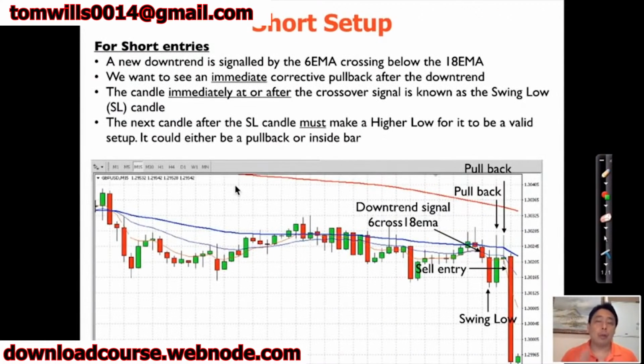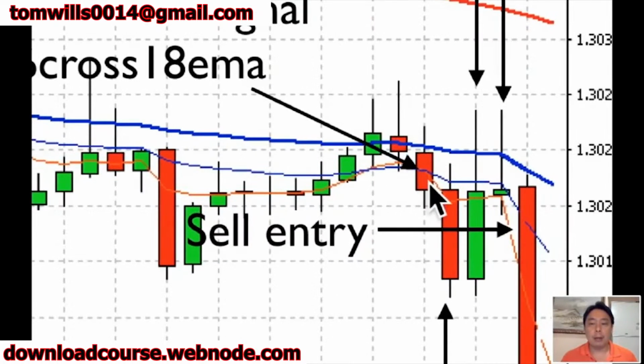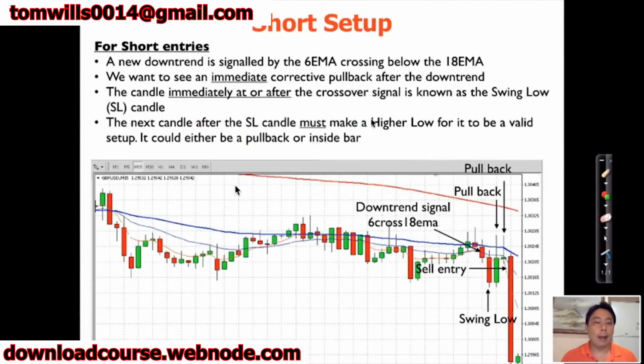So for short entries, we're looking at the opposite. We're looking for a new downtrend signaled by the 6 EMA crossing below the 18 EMA. And once again, we want to see an immediate corrective pullback right after the downtrend is signaled. So over here, you can see the 6 EMA crossing below the 18 EMA, right? The red line crossing below the blue line. Okay, so that is a downtrend signal. Okay, and again, the candle immediately at or after the crossover signal is known as a swing low candle. So let me draw it for you.